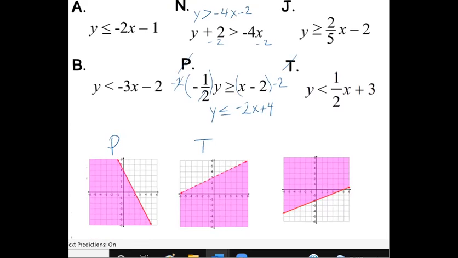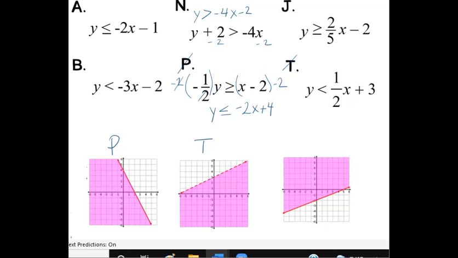Also, I'm going to double check. This one is not equal. It's just a less than, so it needs to be a dashed line. So that works out. This one is a less than or equal to, so that would be a solid line. So that makes sense. This one, my y-intercept is negative 2.